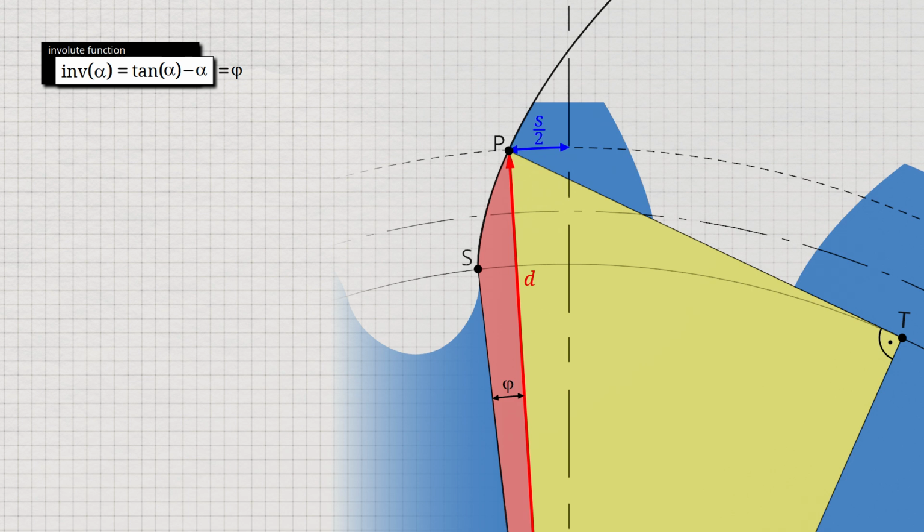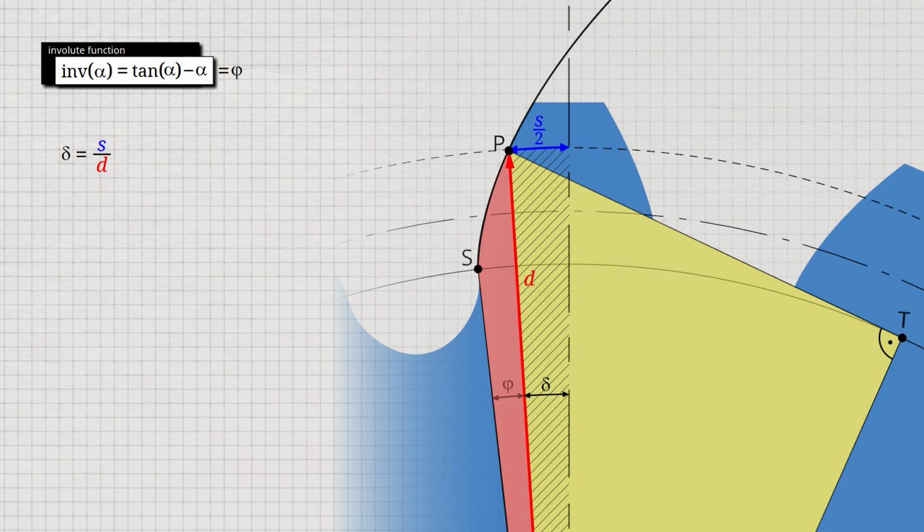However, in order to describe the hatched angular distance of the tooth thickness, we will first use the angle delta shown. This angle delta can be determined relatively easily in radians from the ratio of the circular tooth thickness S half to the radius d half. The angle delta is therefore equal to the ratio of tooth thickness to diameter.